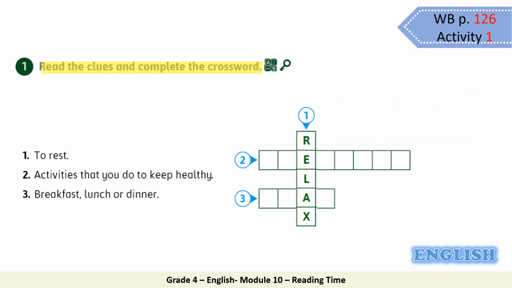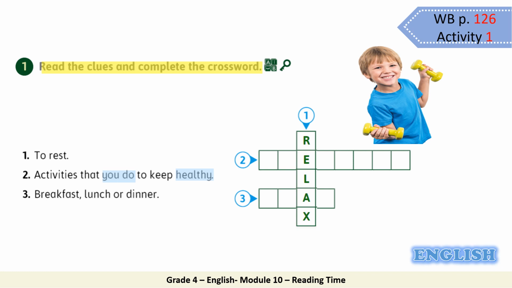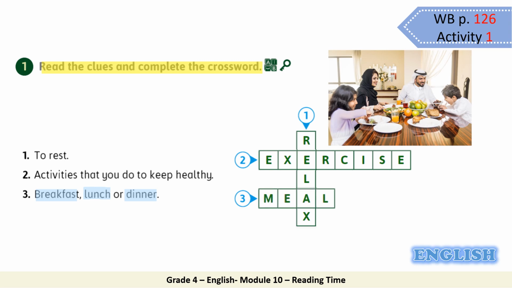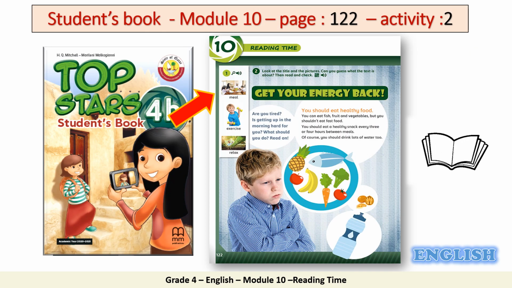Let's check the clue in number 2. Activities that you do to keep healthy. Did you remember the word? Great job. Exercise. Make sure you spell it correctly. E-X-E-R-C-I-S-E. Now let's check the clues in number 3. The words breakfast, lunch, or dinner, they mean a meal. Well done. M-E-A-L. Great job. And now let's go to Students' Book, page 122, to start doing activity number 2.